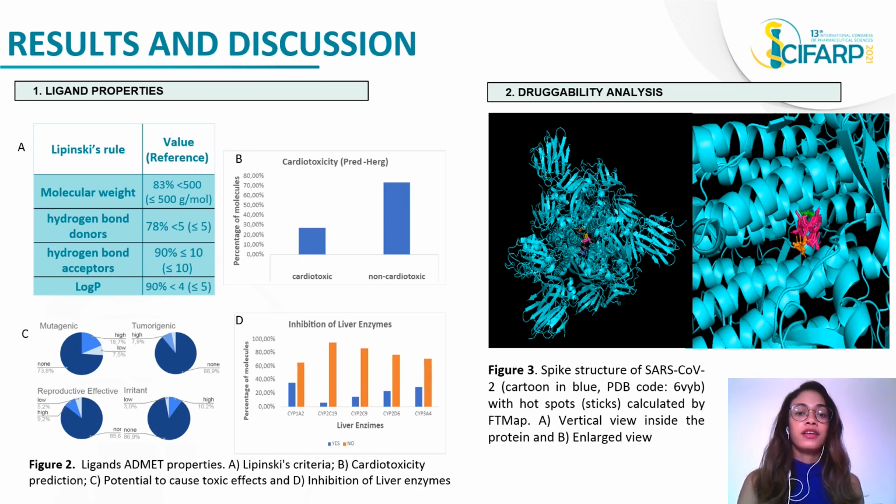In addition, there is evidence in the literature that some compounds show activity against S and Mpro of SARS-CoV-2. Regarding their physicochemical properties, they meet at least 3 of Lipinski's rule criteria, which indicates that they are drug-like and orally bioavailable. The toxicity prediction made by DataWarrior indicated that the ligands had low potential to cause toxic effects, such as teratogenicity, mutagenicity, irritation, or being tumorigenic. Also, most of them were non-cardiotoxic and had low potential to inhibit liver enzymes that are involved in drug metabolization, which is important to predict drug interactions.